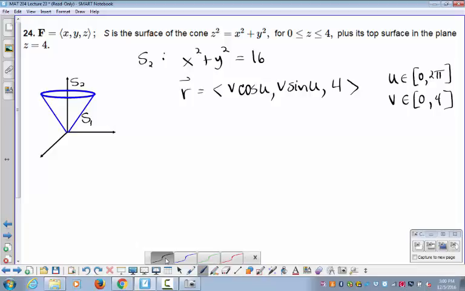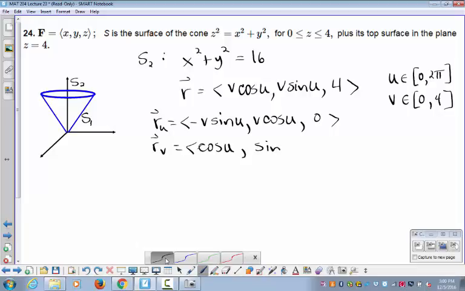So then our normal vector will do R sub u is going to be minus V sine of u, comma V cosine of u, comma 0. And then R sub V is going to be cosine u, sine u, 0. And R_u cross R_v, this should be very familiar. Some of you are probably saying, well, couldn't we have just? Yes, the answer is yes. So 0, 0. And then here we get minus V sine squared minus V cosine squared. So we end up with minus V.